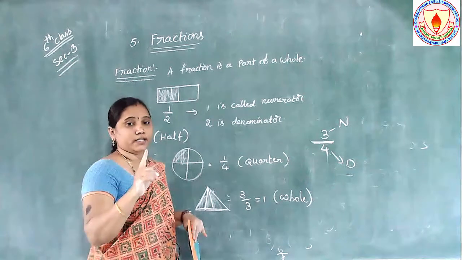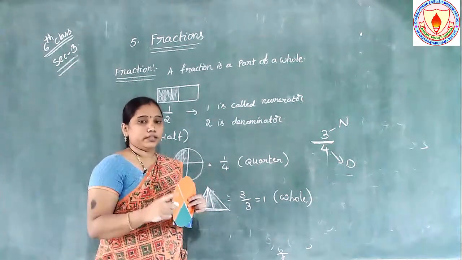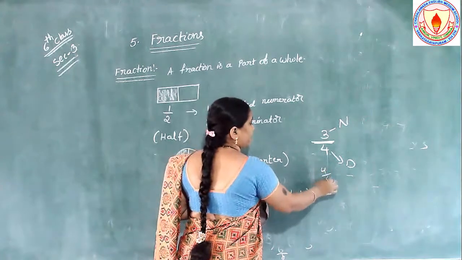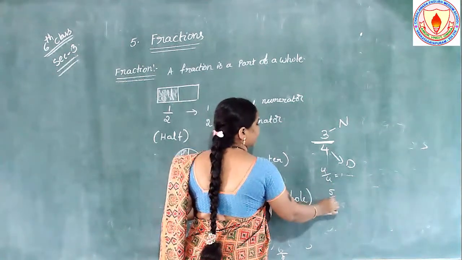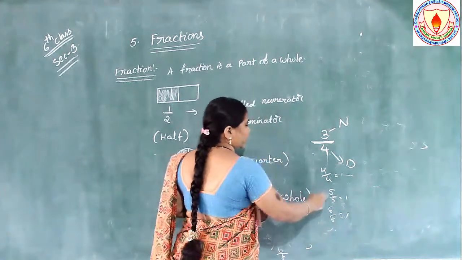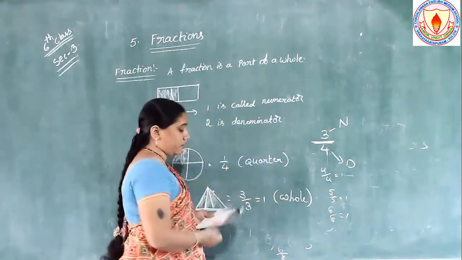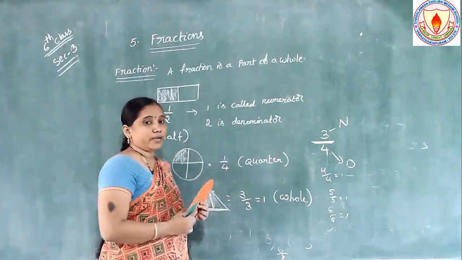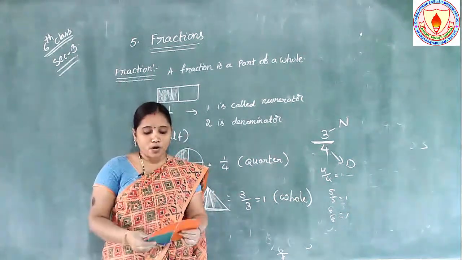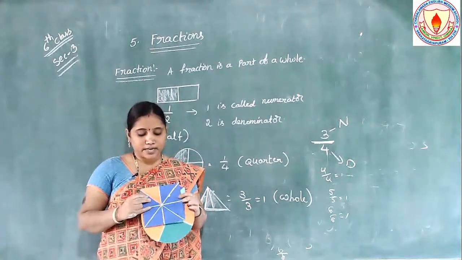3/3 means 1, that is the whole thing. 3/3 means the whole thing, that means 4/4 is also 1, 5/5 is also 1, 6/6 is also 1. The number above is called the numerator and the number below is called the denominator. So what is a fraction? A fraction is a part of a whole.